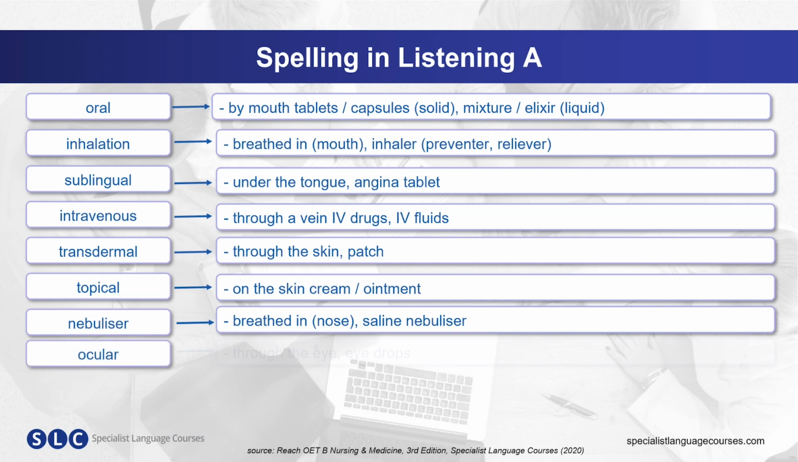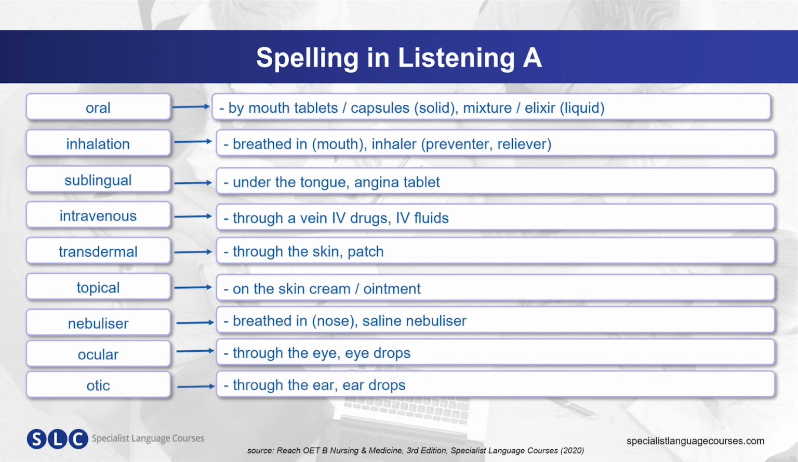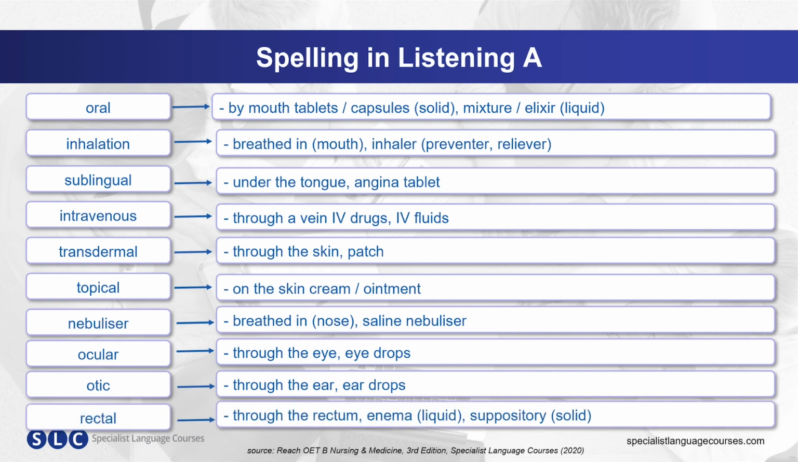Ocular, through the eyes, such as eye drops. And otic, through the ear, such as eardrops. And rectal, through the rectum, for example, an enema or a suppository. Once you feel more confident with medical terminology, it's a good idea to work on word partnerships. Let's take a look at some examples of some verbs in sentences.